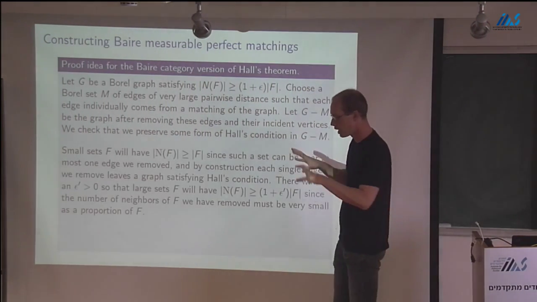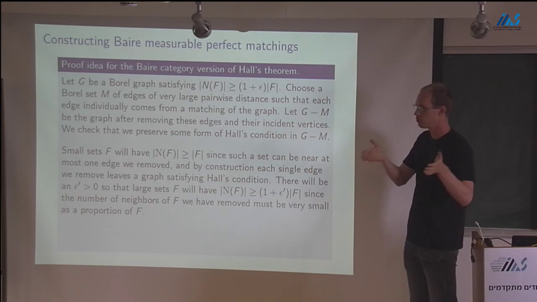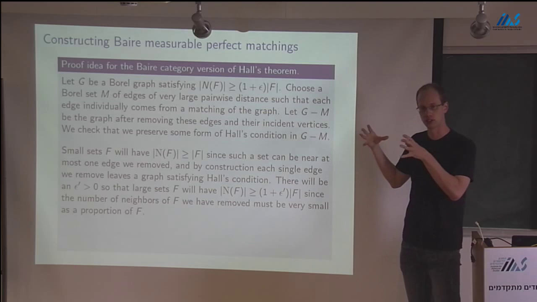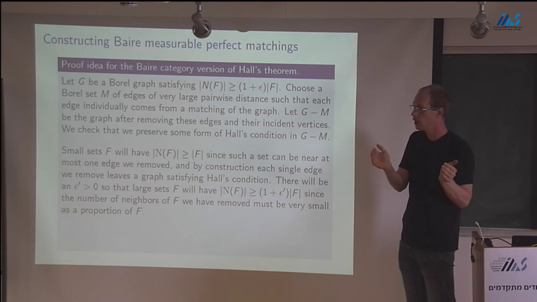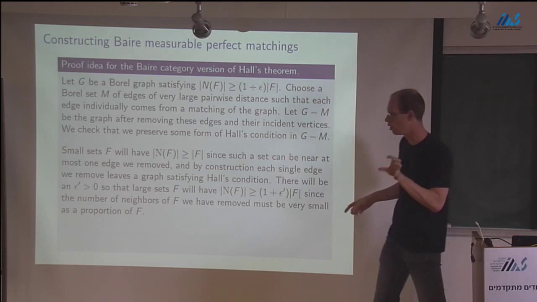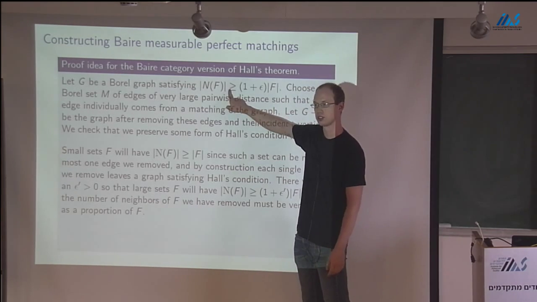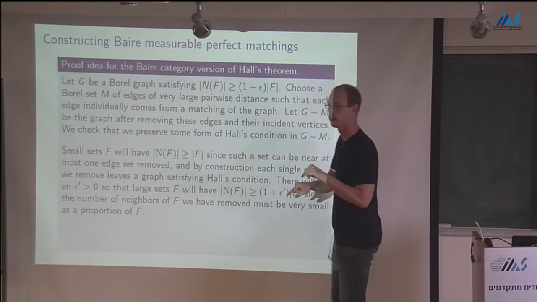Okay, so now actually there's two cases. You have to argue differently for sets that are small and sets that are large. For small sets, our iterative induction hypothesis that works is that for small sets you have Hall's condition. For sufficiently large sets you have this amplified version of Hall's condition. And that's what you push through the induction.